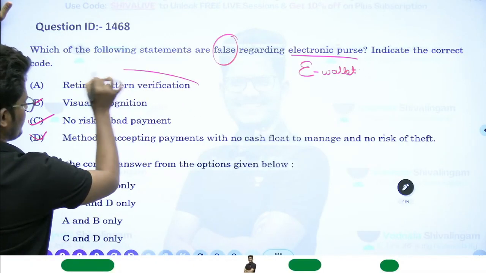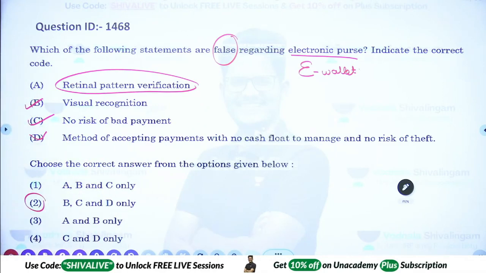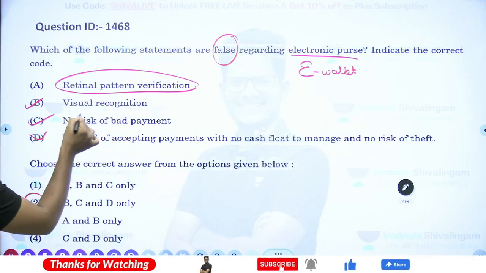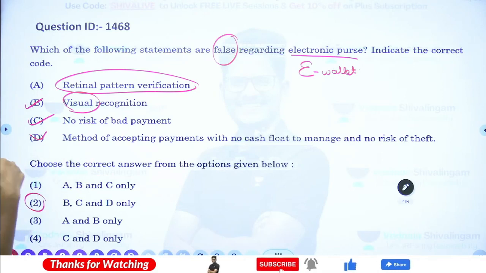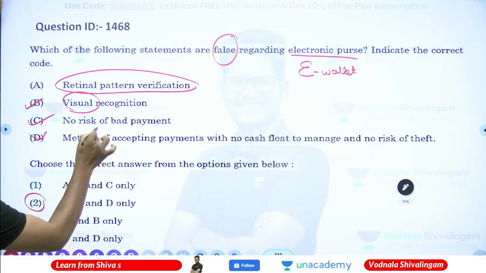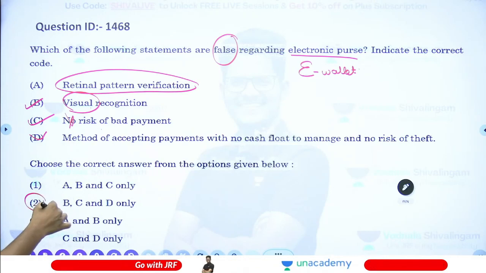Retinal pattern verification. Whenever you are using that e-wallet, either a thumb impression or an OTP-based verification will be there. Visual recognition will not be there because there is nothing to visually recognize. Everything is just taking a card or electronic purse or wallet and going with that. And no risk of bad payment? There will be a risk, obviously, because whoever is holding that wallet can make a payment. There is always a risk of bad debt.